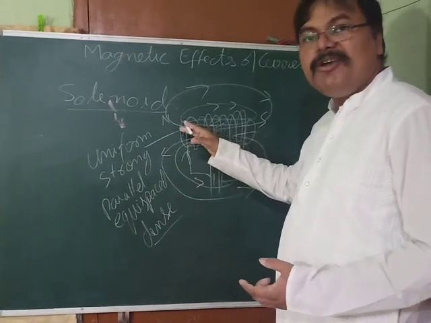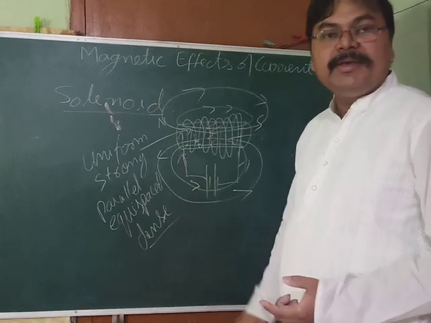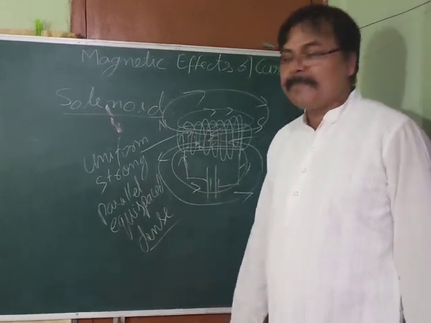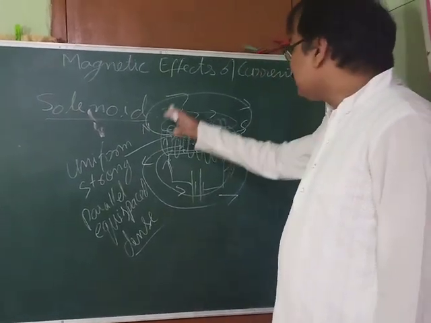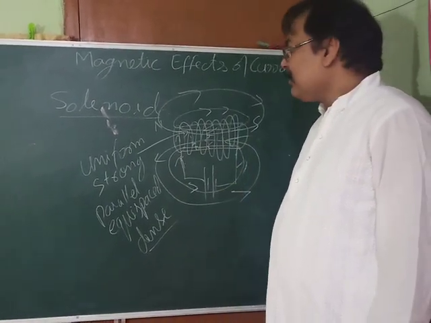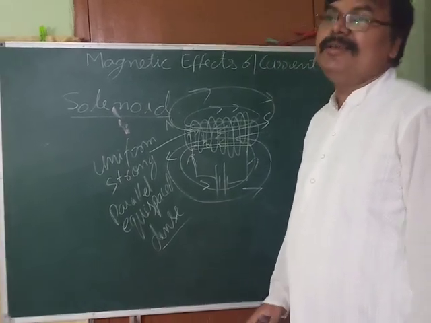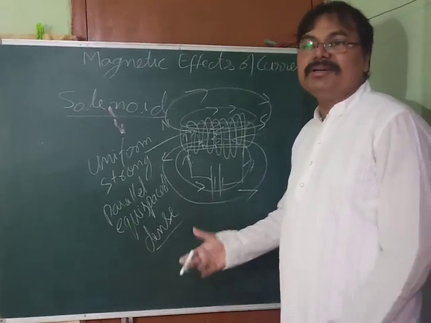If here the field is 5 Tesla, here also 5 Tesla, here also 5 Tesla, here also, here also. The magnetic field is the same. And this is the pattern of magnetic field lines. This pattern is similar to that of a bar magnet, and that's why we always compare a bar magnet with the solenoid.